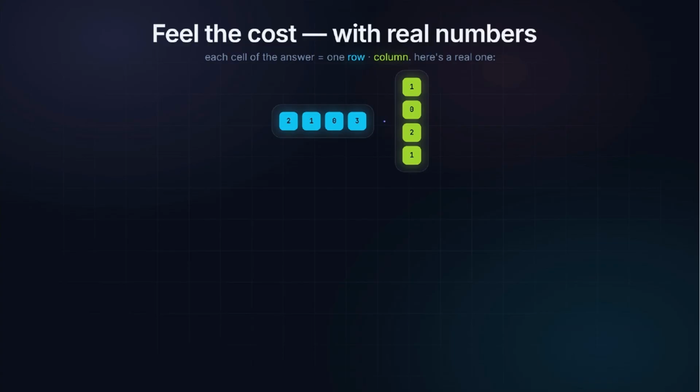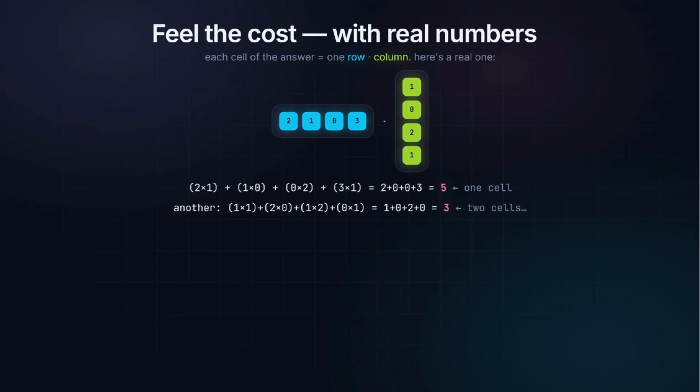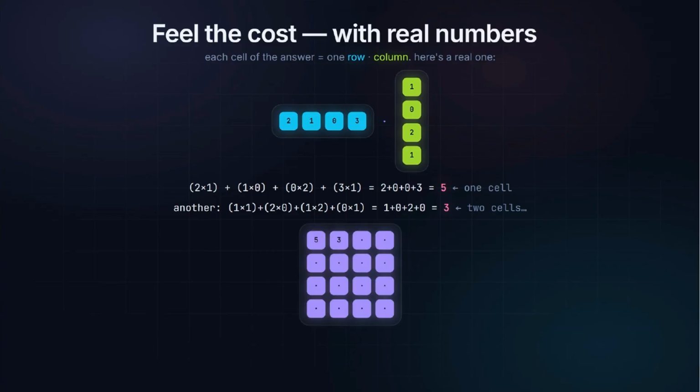Here's a real one. Row 2, 1, 0, 3, dotted with column 1, 0, 2, 1. 2 times 1 is 2, 1 times 0 is 0, 0 times 2 is 0, 3 times 1 is 3. Add them: 5. That's one cell. Do another: 1, 2, 1, 0 against the same column, 1 plus 0 plus 2 plus 0, that's 3. 2 cells down. Keep going and the whole 4x4 lights up, 16 cells.